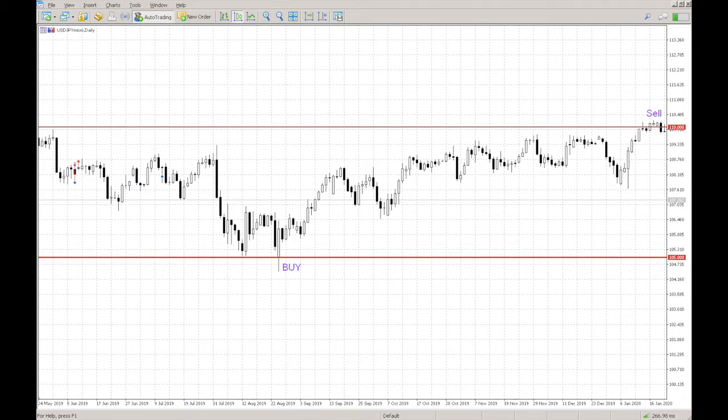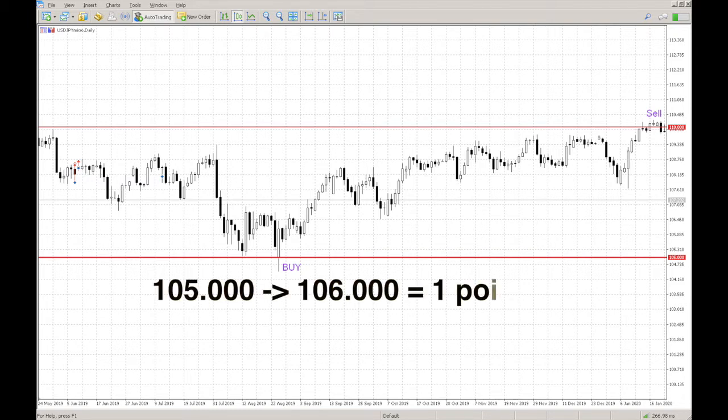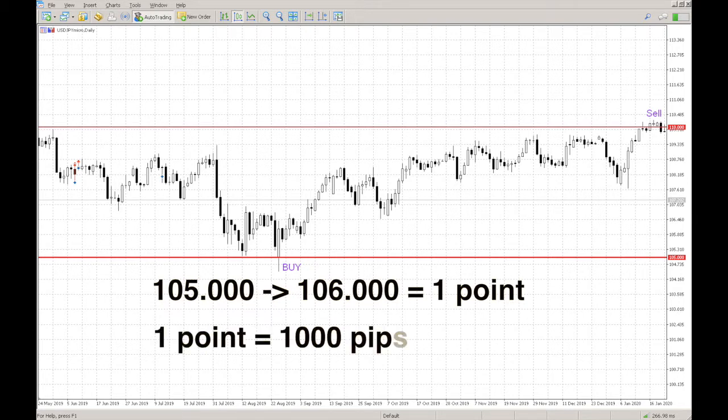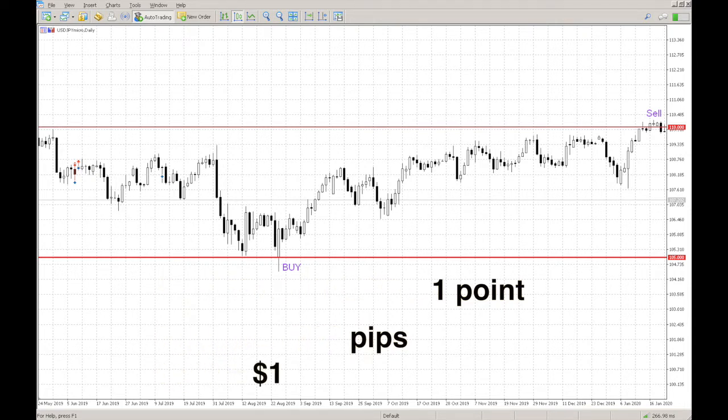As the market moves from 105 to 106, it moves 1 point. And on the specific chart, each point is made up of 1,000 pips. And each pip is worth $1 per pip in price movement because you are trading a micro lot. Once again, we held onto our position until the market went up to 110. And on the 16th of January 2020, for some miraculous reason, you decided to exit the trade selling at 110.